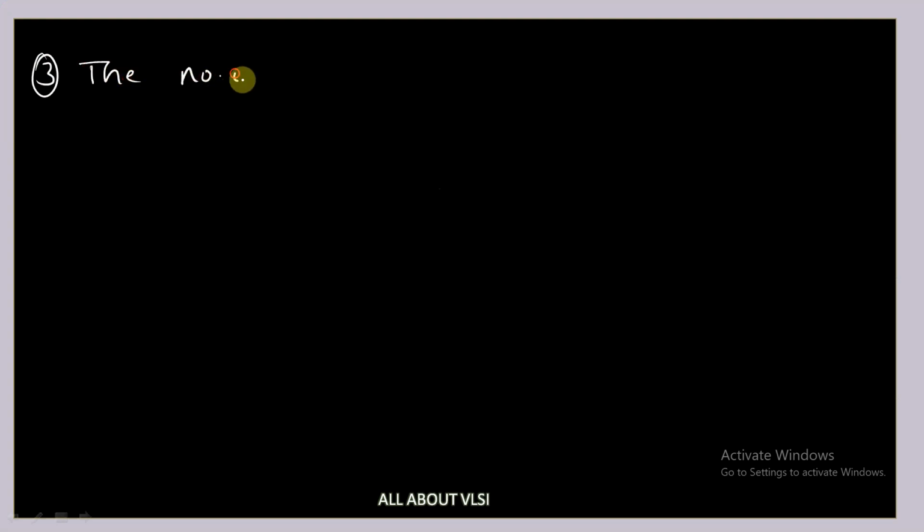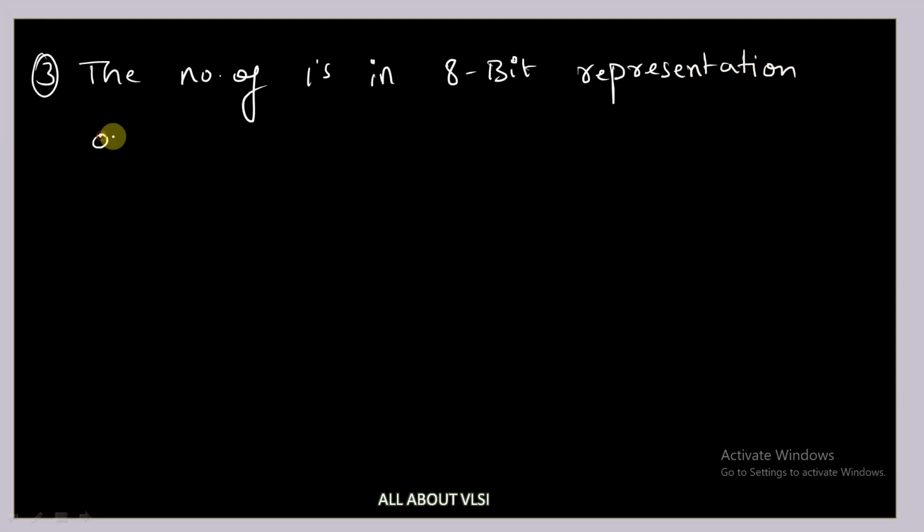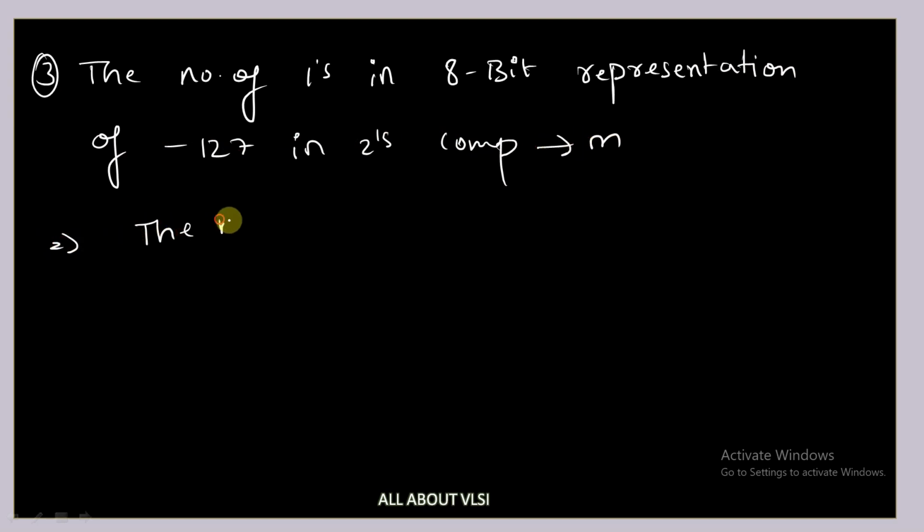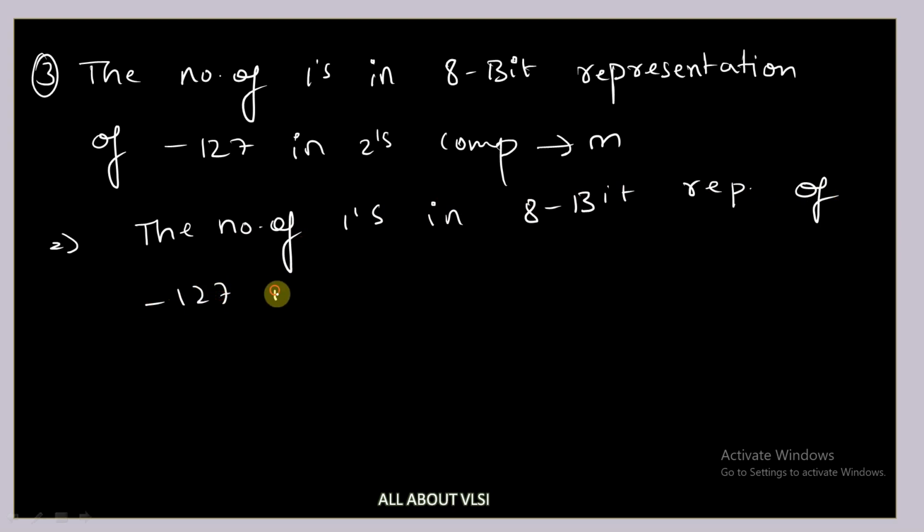The number of ones in 8-bit representation of minus 127 in 2's complement form, let this be equal to m, and the number of ones in 8-bit representation of minus 127 in 1's complement, it is equal to n. So we need to find m is to n.